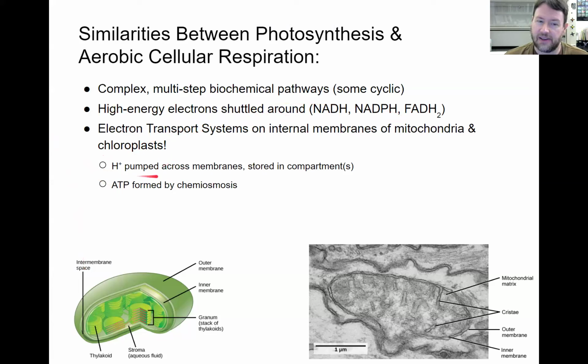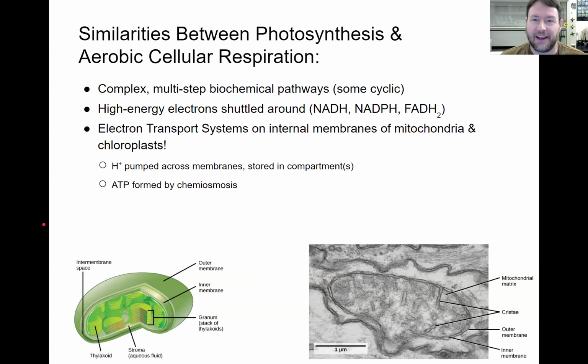And these organelles have ways of storing hydrogen ions that get pumped across those membranes in these electron transport systems. And it forms ATP. The process is called chemiosmosis, but again, you can quickly forget that word. It's using that ATP synthase enzyme. And it's the same enzyme in both membranes, actually. So it's really some striking similarities. And this kind of all points back towards this evolutionary history of the development of eukaryotes.